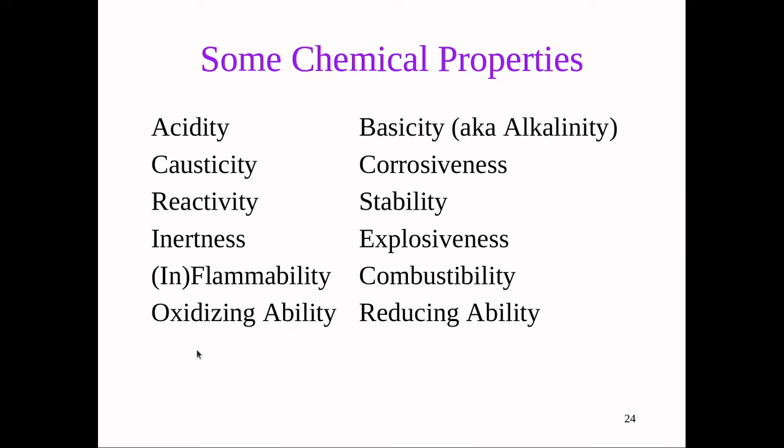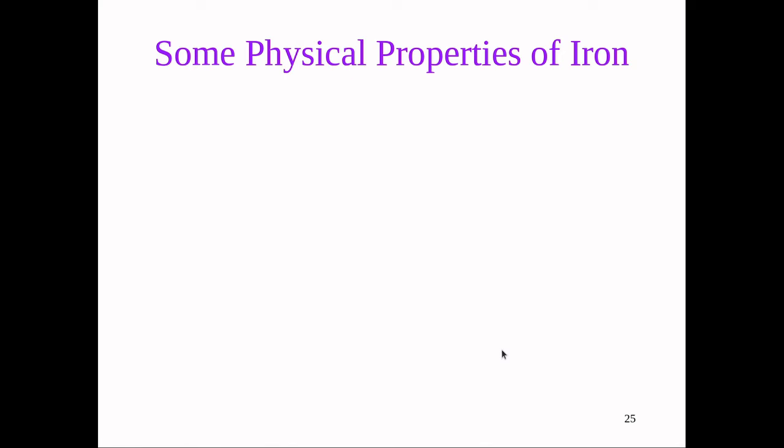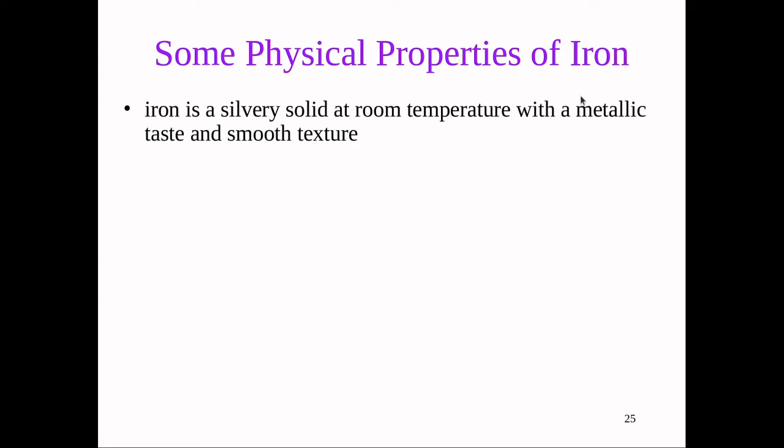Oxidizing ability, which we'll also talk about in a little while, and reducing ability. And these are also, again, opposites of each other, okay? If you oxidize something, the opposite of that is reducing it. So let's take a look at an example of a specific thing, okay? So if we have a pure substance, we can talk about its physical properties. For instance, iron is a silvery solid at room temperature with a metallic taste and a smooth texture, okay?